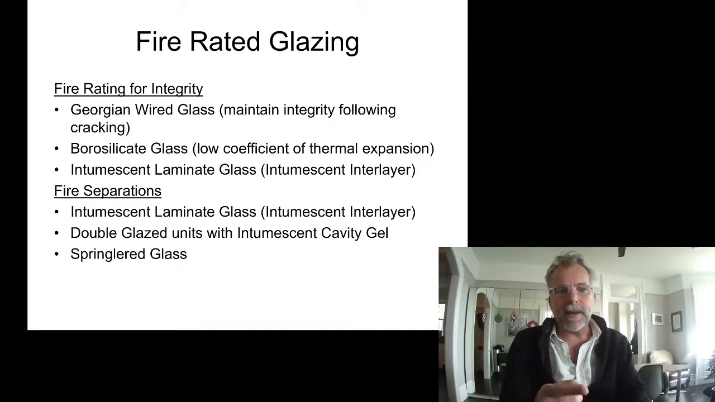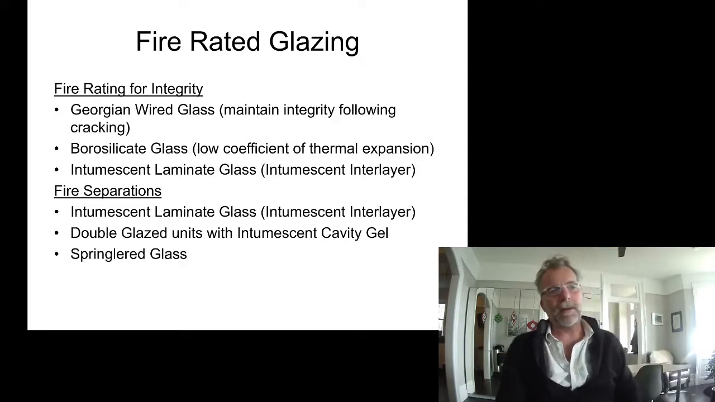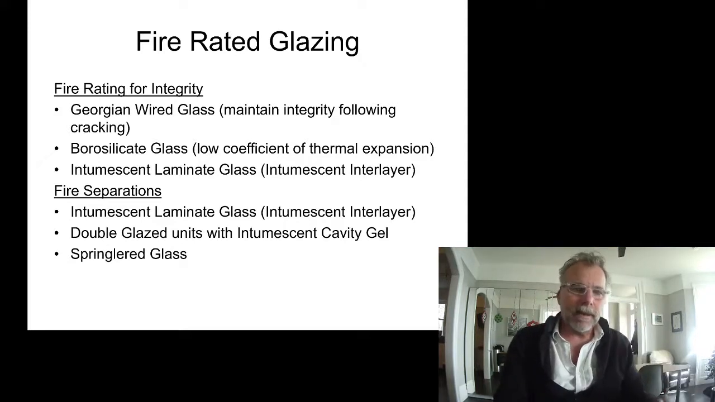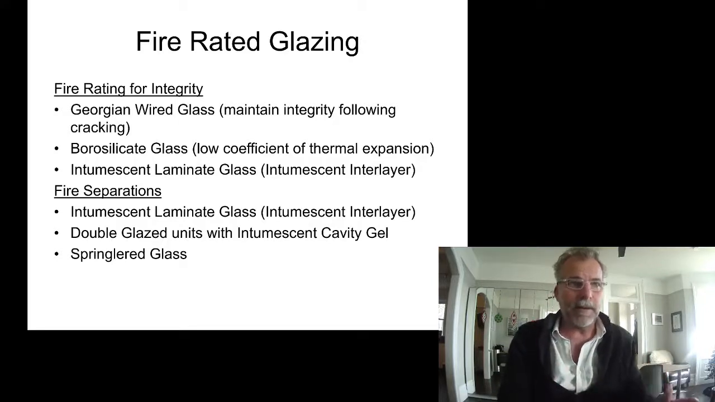Borosilicate glass, so that's the Corningware. This is low coefficient of thermal expansion. And what that does is, when you have differential stress, I'm going to talk about this afterwards, differential stress is a common cause of breakage. If you have a low coefficient of thermal expansion, you don't get expansion and contraction, you don't get differential stresses.